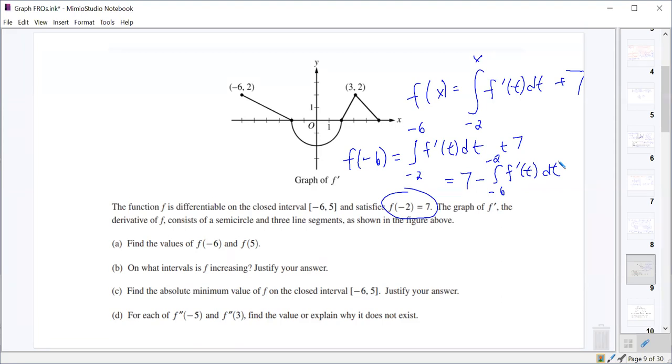All right, everybody good with that? So 7 minus the integral from -6 to -2 of f prime. Yeah. So what's the integral from -6 to -2 of f prime? Well, it's just that triangle, right? What's that triangle? It is 1/2 the base, which is 4, times the height, which is 2. So we got 7 minus 4. F of -6 is 3. Everybody good with that? Yeah.